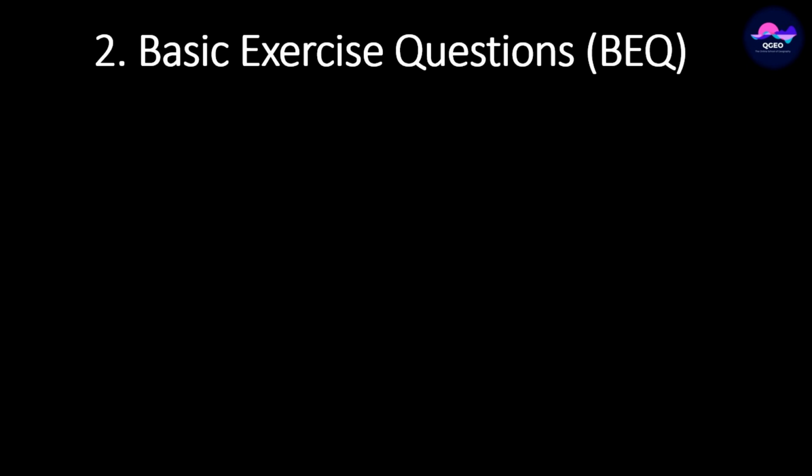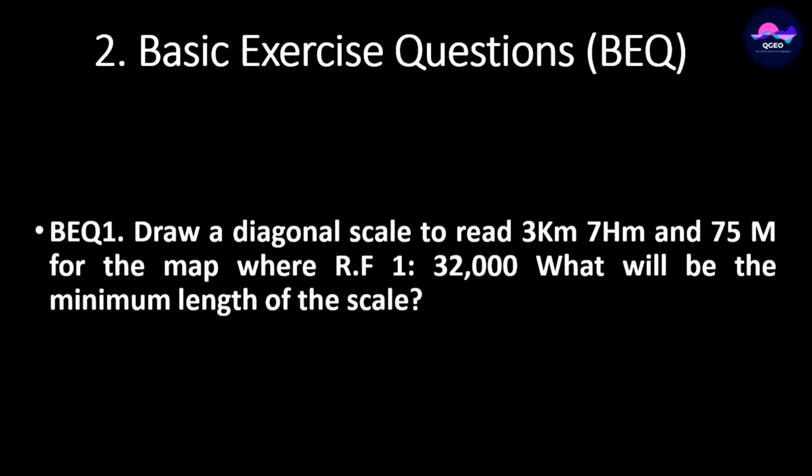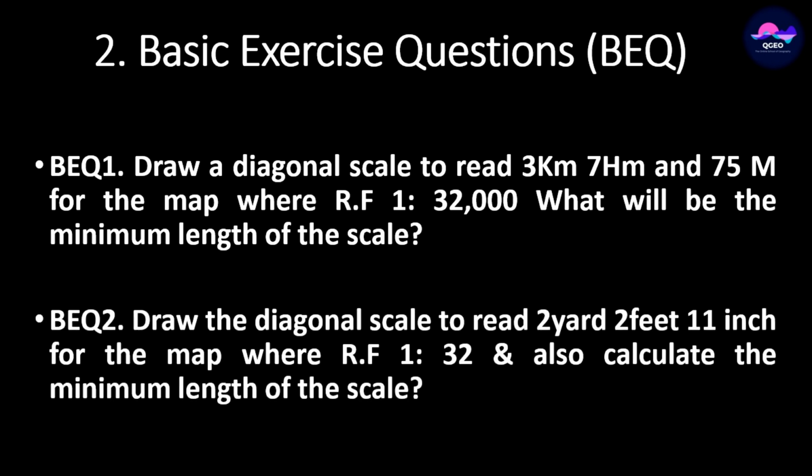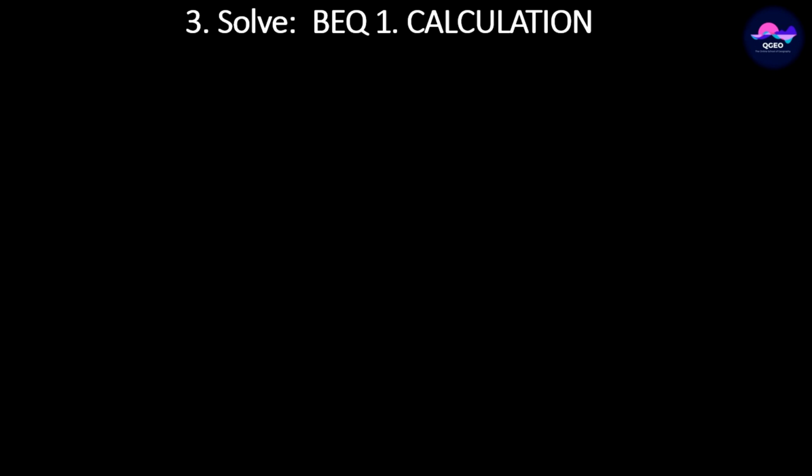Basic exercise question, BEQ. BEQ 1. Draw a diagonal scale to read 3 km, 7 hectometer and 75 meter for the map where RF is 1 to 32,000. What will be the minimum length of the scale? BEQ 2. Draw the diagonal scale to read 2 yard 2 feet 11 inches for the map where RF is 1 to 32, and also calculate the minimum length of the scale. Now let us come to solve.